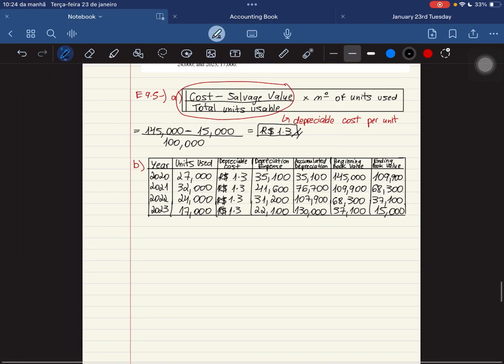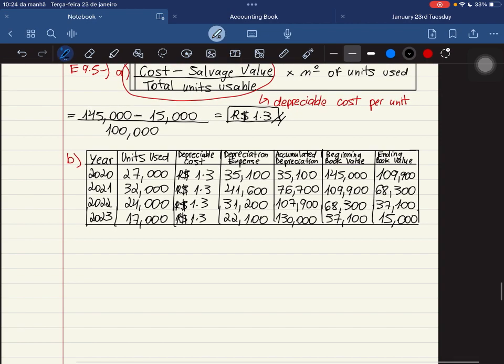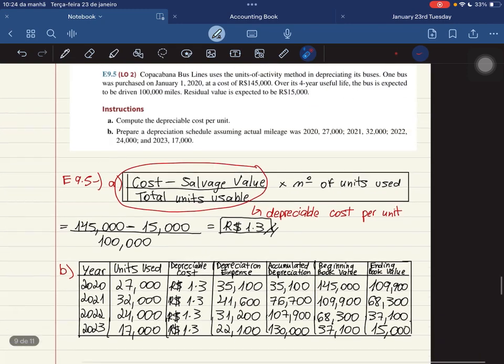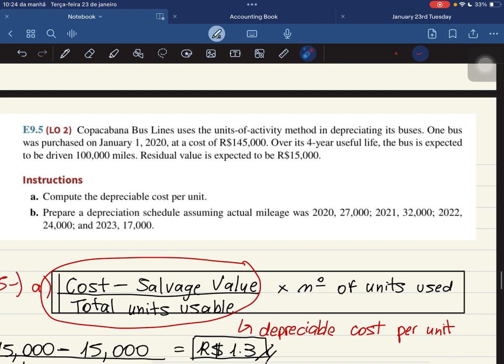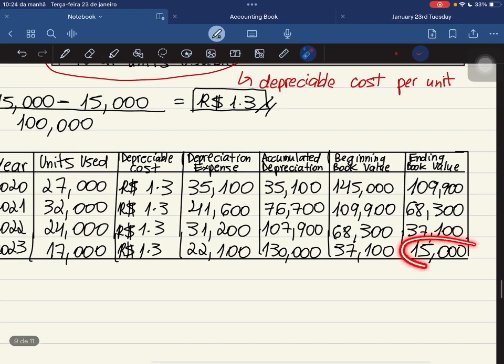And you see how you can check if you did this right. This is 15,000, right? Which means that after depreciating for all of these 4 years, the bus is supposed to still be worth 15,000. This is the ending value. But what is an ending value? It's a salvage value, right? It's a residual value. And if we take a look at the exercise, they said the residual value is expected to be 15,000 reais. So this is correct.